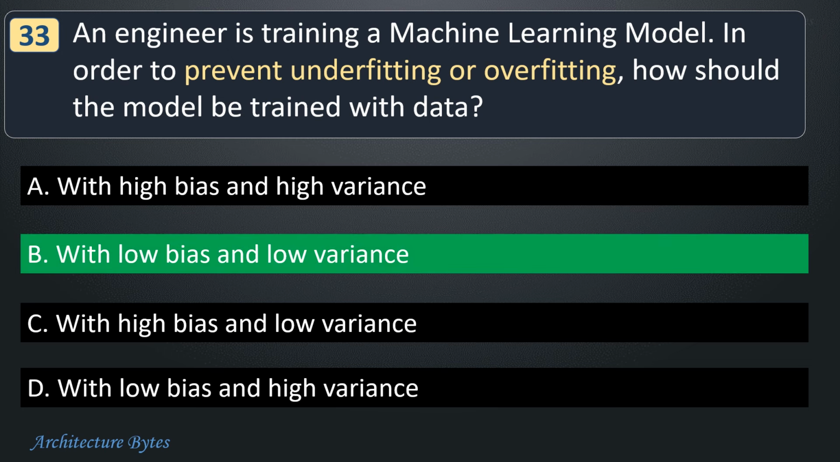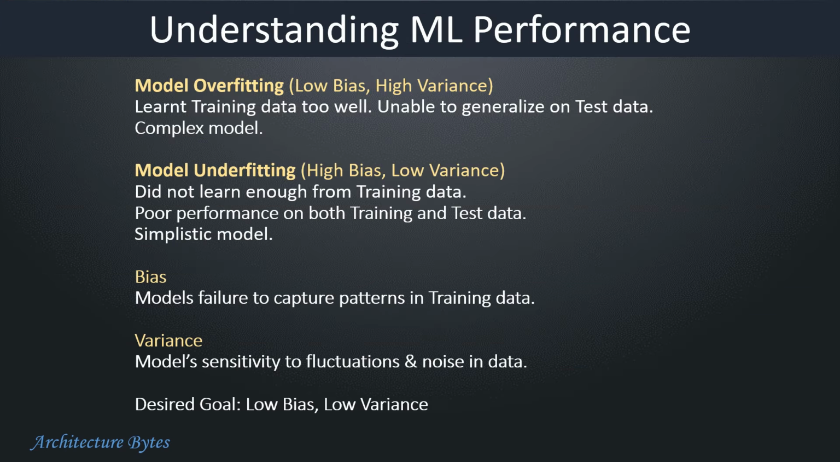Option B, with low bias and low variance is the right answer here. The goal is to strike a balance between bias and variance when training a model. Low bias ensures that the model can accurately learn the underlying patterns in the data, preventing underfitting. Low variance ensures that the model generalizes well to new, unseen data, preventing overfitting. Model overfitting is a case of low bias and high variance. Here the model learned training data too well, therefore it is unable to generalize on test data, and the model has become complex.